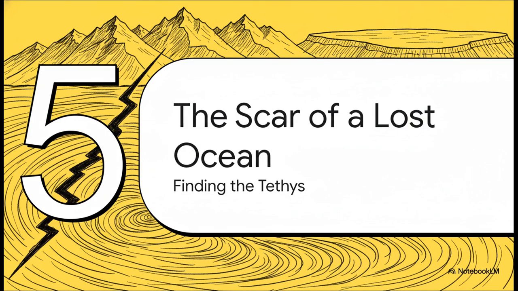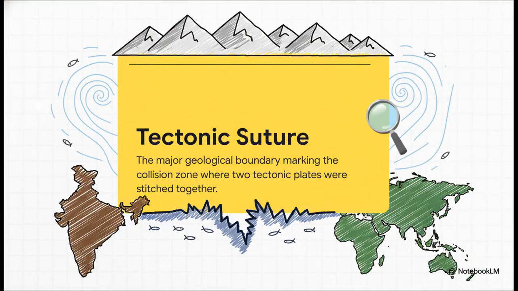Now, it's time for the final leg of our journey. We're crossing the high peaks, heading north towards the vast Tibetan Plateau. And it's up here that we find the literal scar of the collision, the exact place where two worlds finally stitched themselves together. This boundary is called a tectonic suture. It's the geological seam that marks the final resting place of the ancient Tethys Ocean, which once separated India from Asia. This is it, the evidence of the crash we've been talking about this whole time.